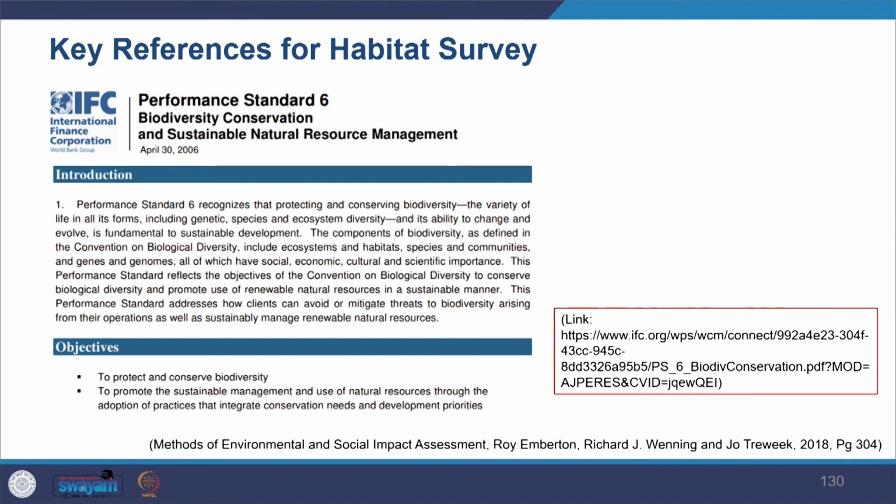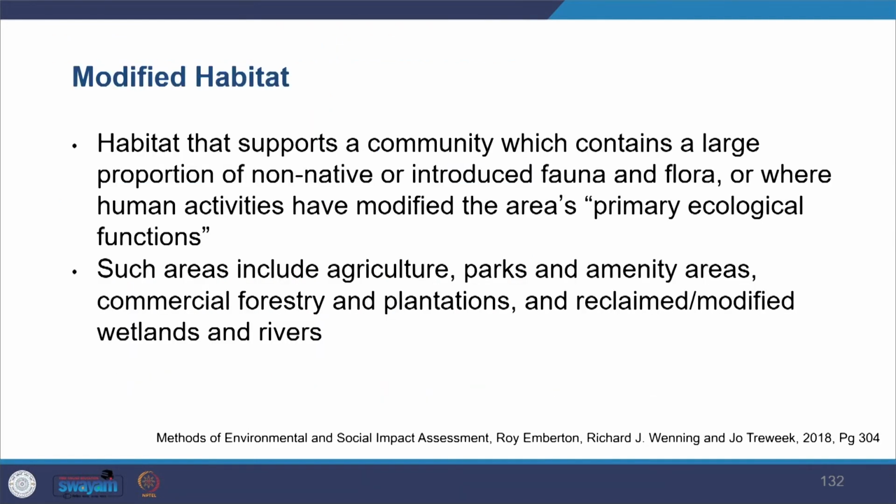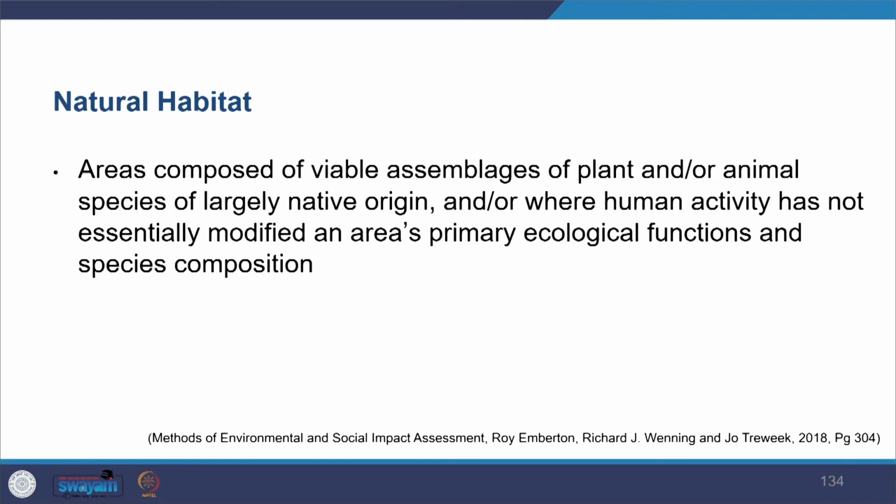And you need to understand certain terminologies. One is modified habitat. So these are the habitat that support a community which contains a large proportion of non-native or introduced fauna. So there's already a modification which has happened here. And then you have natural habitats. So these are areas composed of viable assemblage of plants and animal species of largely native origin. So they are here natural.